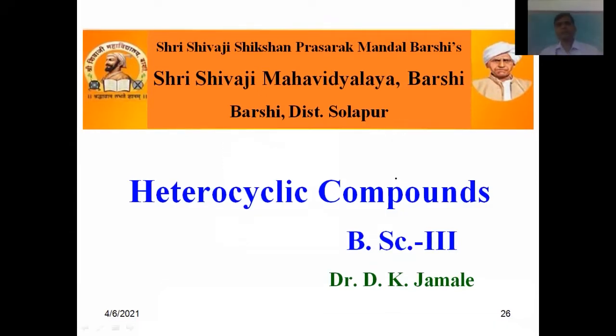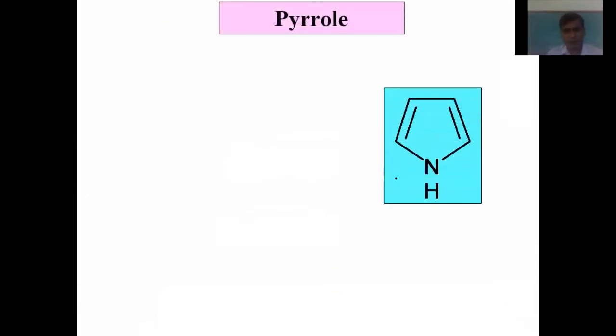Actually, we are discussing one of the important topics from organic chemistry, heterocyclic compounds. In the last lecture, we studied the first heterocyclic compound in detail, pyrrole. Pyrrole is a five-membered nitrogen-containing heterocycle. Now let us see the next heterocyclic compound, and this is nothing but the pyridine molecule.